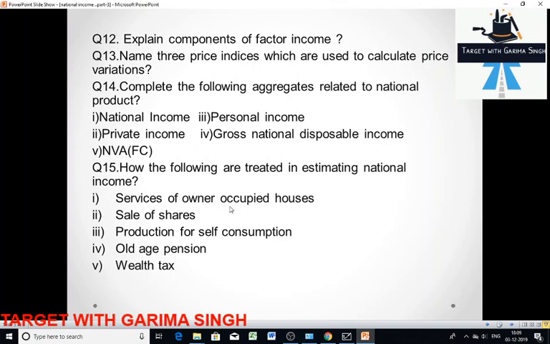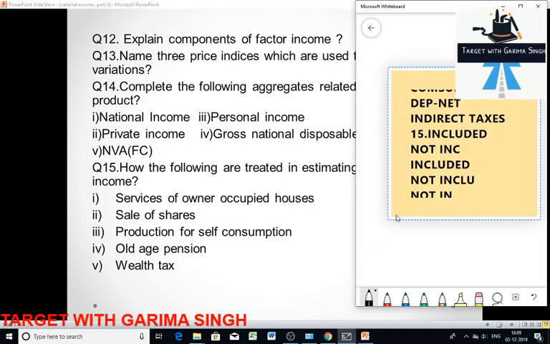First one is service of owner occupied houses. Whether it should be included or excluded, it should be included because imputed rent of owner occupied houses is included, as we have read when we studied the income method of calculating national income. Second is sale of shares. It should not be included because it is a mere financial transaction. Third is production for self-consumption. It is imputed because it is the result of a production activity.